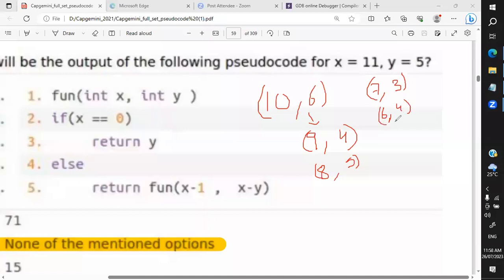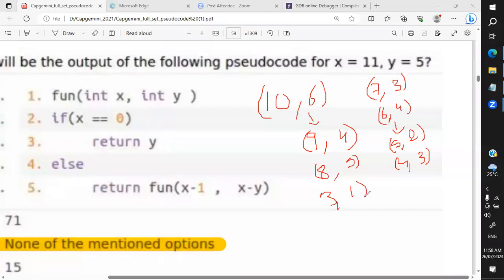Now 6 comma 4 again will call 5 comma 6 minus 4. 6 minus 4 is what? 2. Now for 5 comma 2 again it will call 4 comma 5 minus 2, which is 3. 4 comma 3. Now 4 comma 3 will again call what? 3 comma 4 minus 3. What is 4 minus 3?